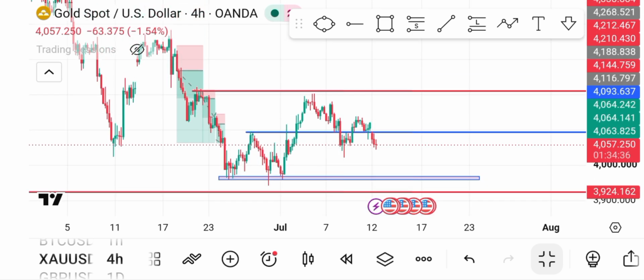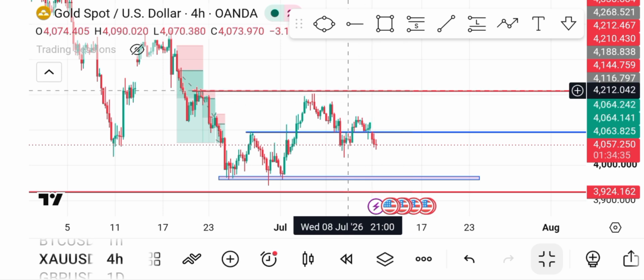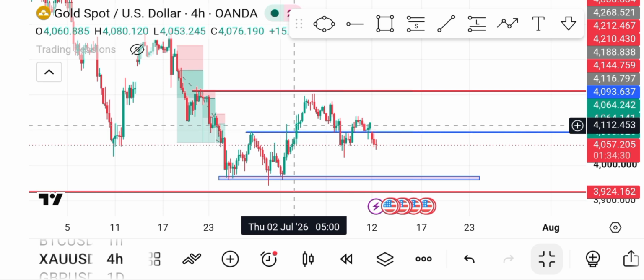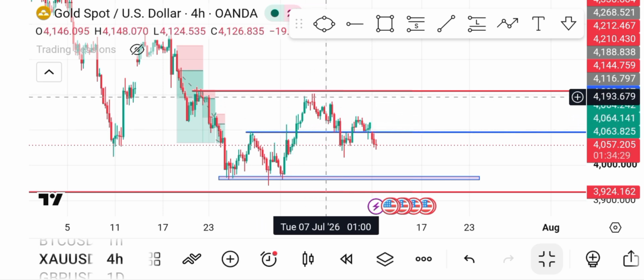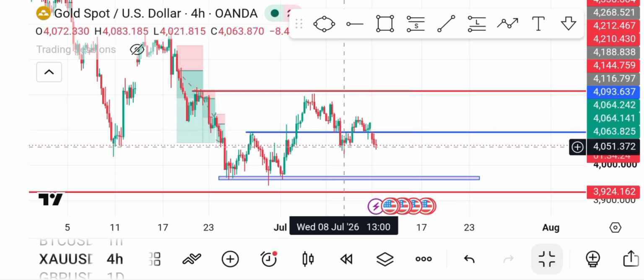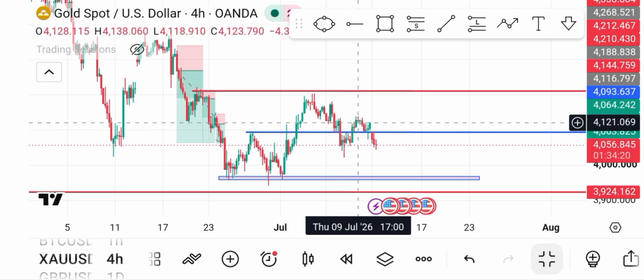Okay, so then we had, so this is an indication now. This is a new high indication. Then we had correction. This is correction. So after this correction, this is continuation.